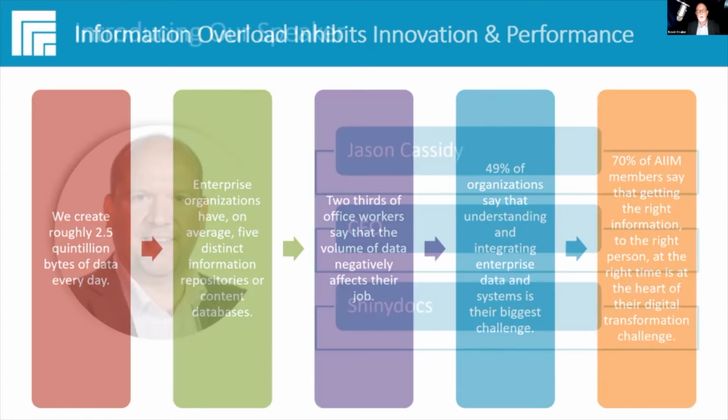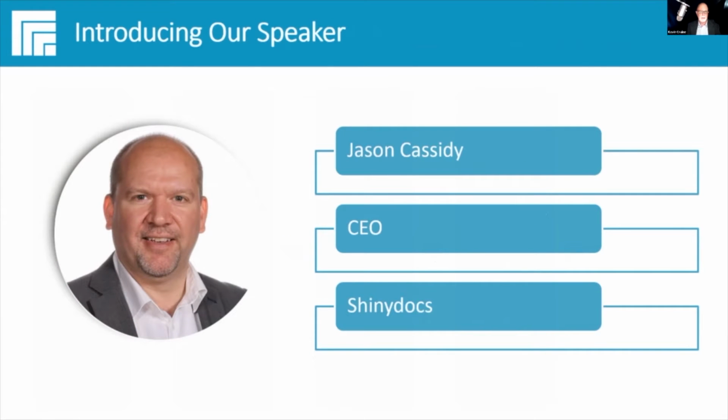Jason is the CEO of Shiny Docs and an expert in digital transformation. Jason and his team at Shiny Docs develop enterprise class information management solutions, and his folks have worked with some of the largest and most progressive organizations in the world, finding innovative ways to more optimally manage data and drive digital transformation. And he's here to tackle some of my questions and give us some perspective on how to battle information overload and begin to get more insight and more value from our enterprise information.